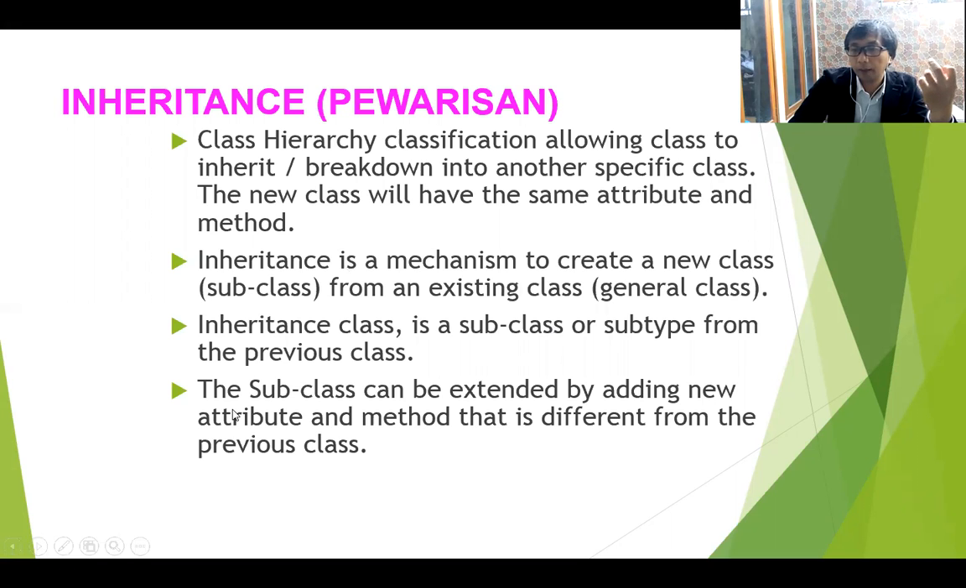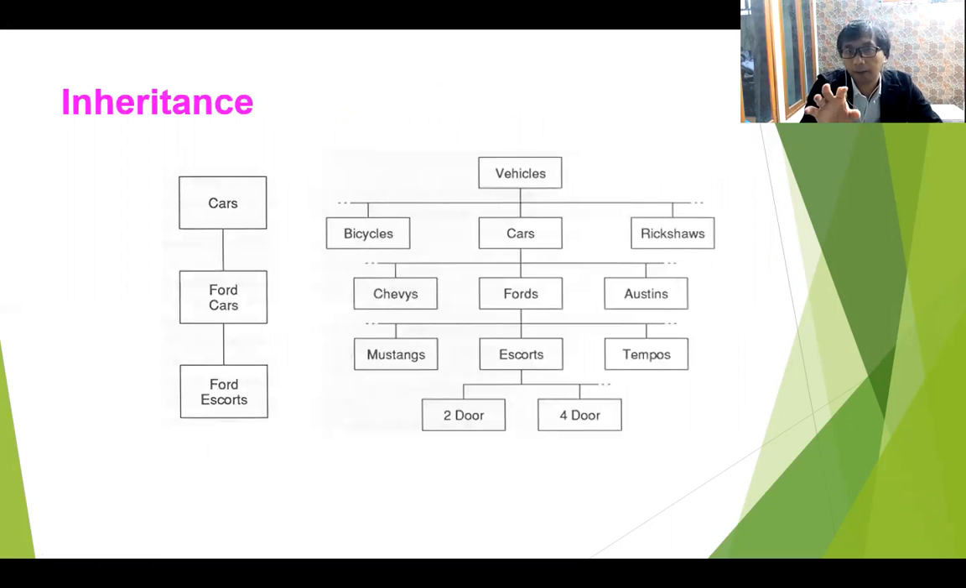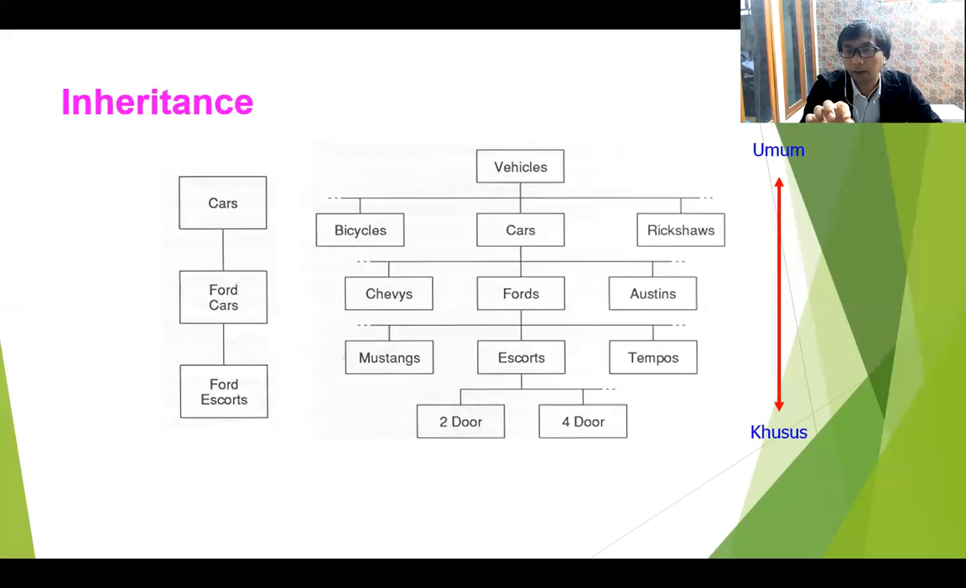Okay. The subclass can be extended by adding new attributes and methods that are different from the previous class. I will describe it more clearly in these pictures. So let's say we have a general class called vehicle. Vehicle can be anything. So let's say vehicle has attributes like wheels and colors.